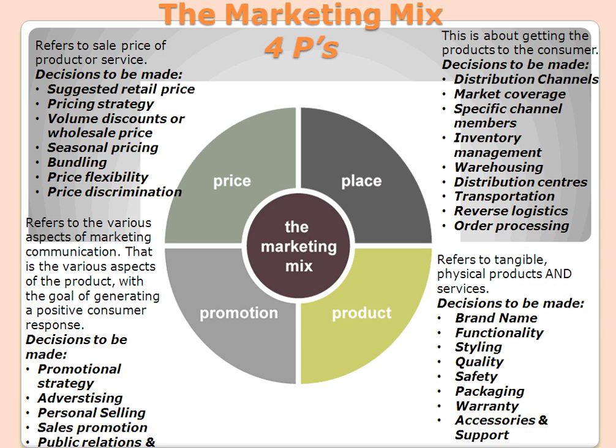Product is composed of all sorts of things. And one of the things that companies need to do is decide what's the brand name of the product going to be, how is it going to function, what's it going to look like. So the styling, the quality of the product, safety of the product, the packaging, the warranty, accessories, and support.